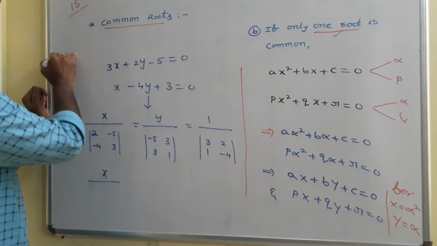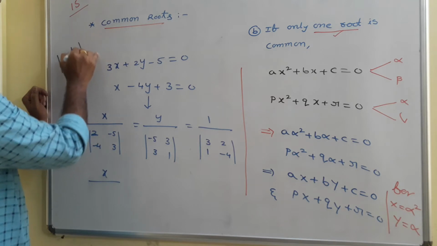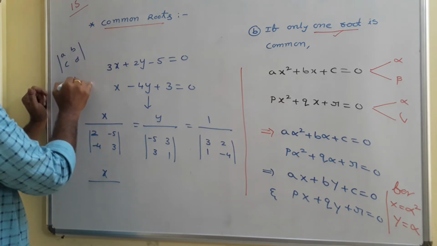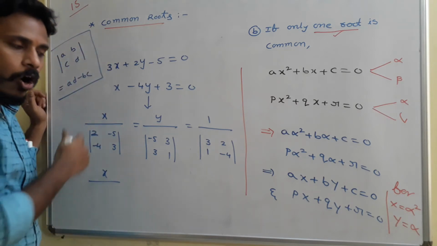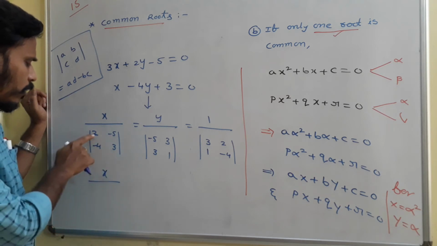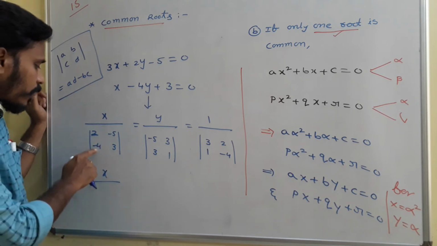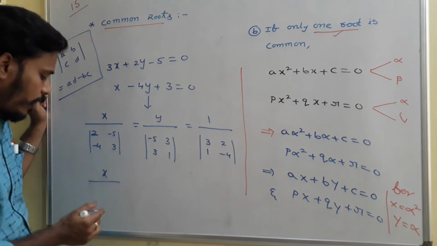Suppose you don't know about the determinant: if you have the box, or determinant, of this ABCD, its value is AD minus BC. All this comes under matrices as well as linear equation solutions. So here 3 times 2 is 6, and 6 minus 20 is what?